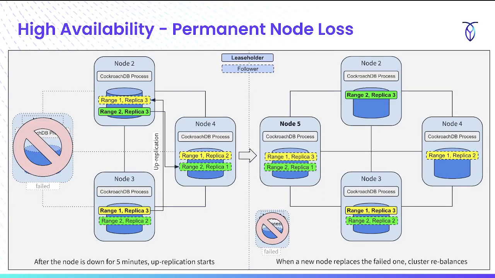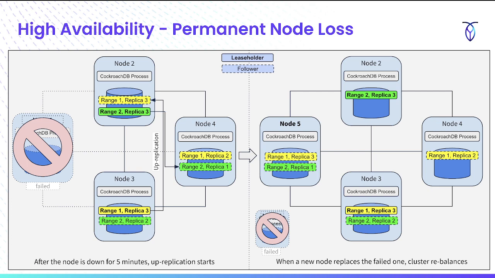Finally, I just want to look at the case of a permanent node loss. So if the node's down for more than 5 minutes, the cluster will start to upreplicate to ensure the sufficient number of replicas. You'll notice that on the previous slide, we actually had under-replicated ranges where we had only 2 out of the 3 available. So after 5 minutes, if the node's not back online, then we'll start the upreplication process. And during that process, snapshots of existing ranges are sent to other nodes, and this is pictured on the left.